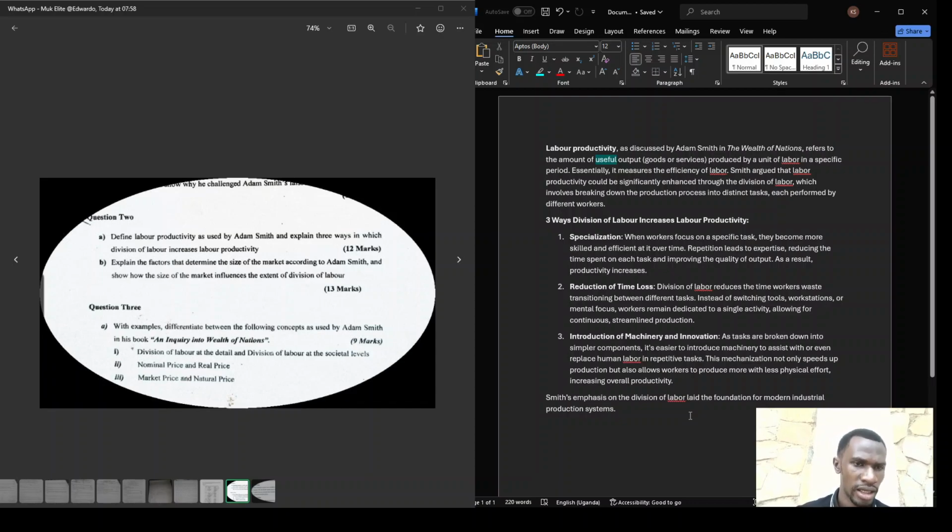And that answers the question of the definition of labor productivity, which is the amount of useful output, and output will mean goods and services produced by a unit of labor in a specified period. And we have seen how this increases labor productivity through specialization, reduction of time loss, and introduction of machinery and innovation.